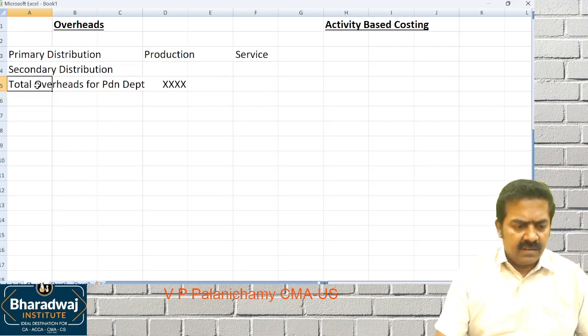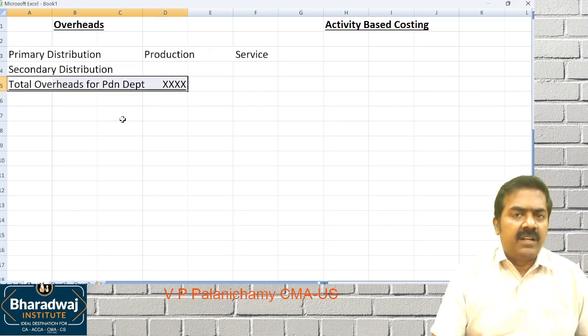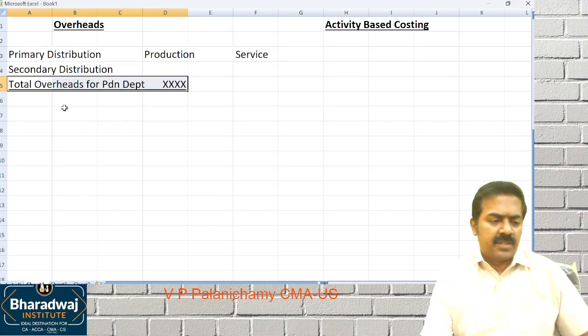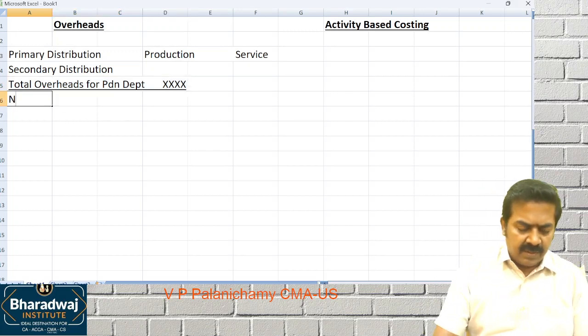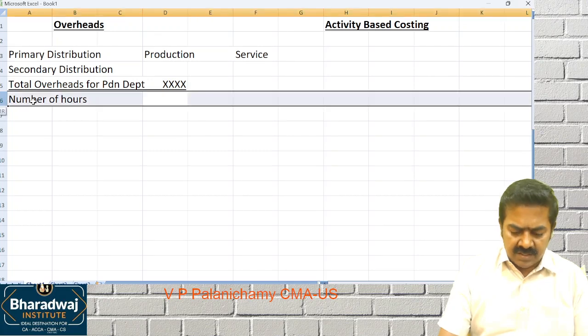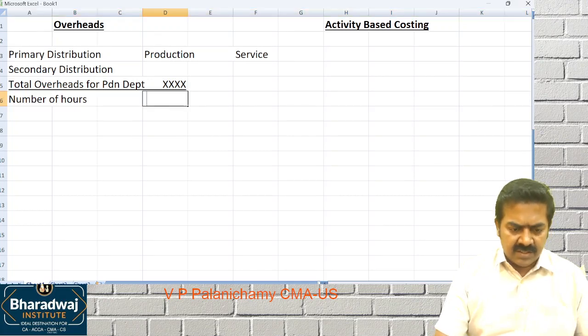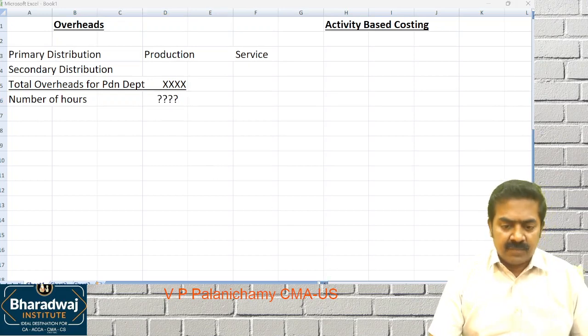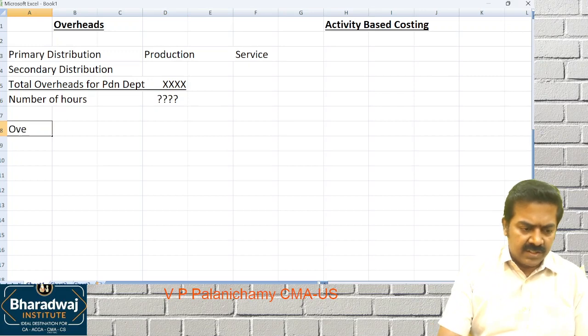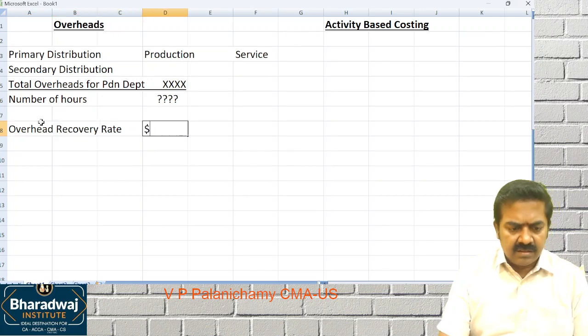Then, like we have done 3 production departments, 2 service departments, divided by number of hours, which may be machine hours or labor hours. We take number of hours. This may be a machine hour or this may be a labor hour. Then we get overhead recovery rate. This we call it as overhead recovery rate. Like we get like $5 or $50 per hour.